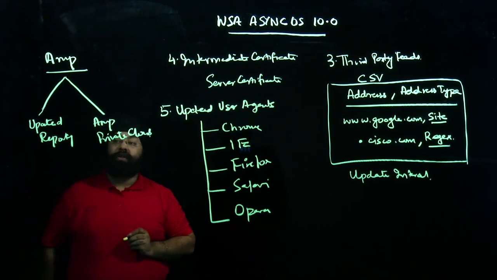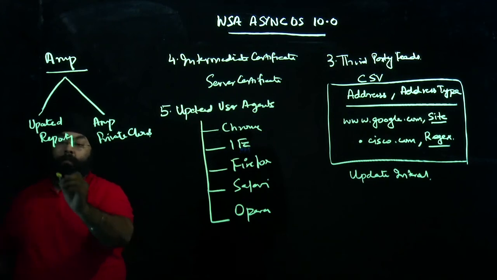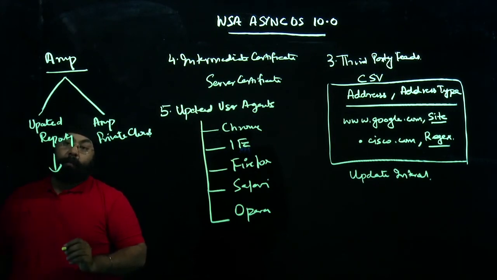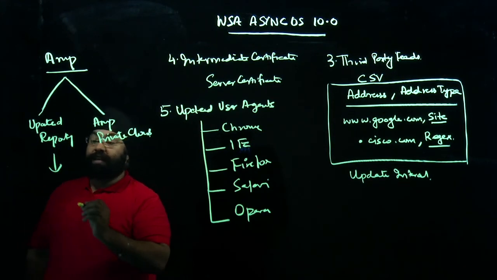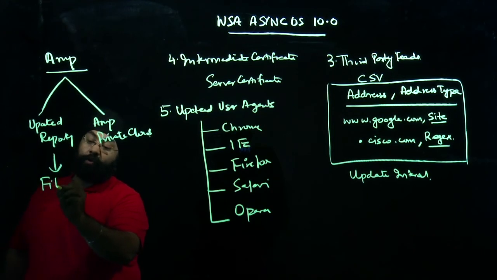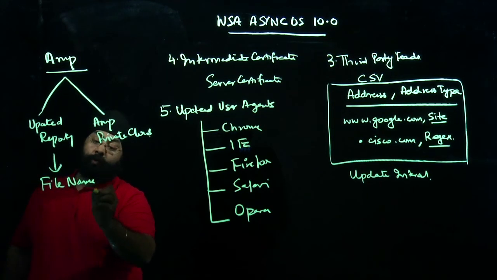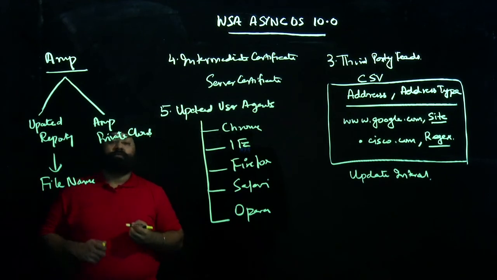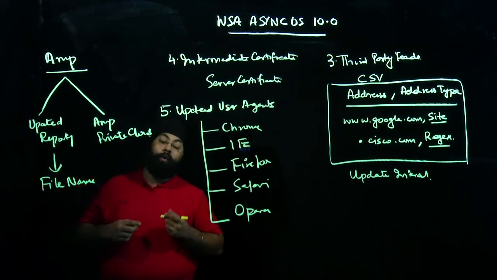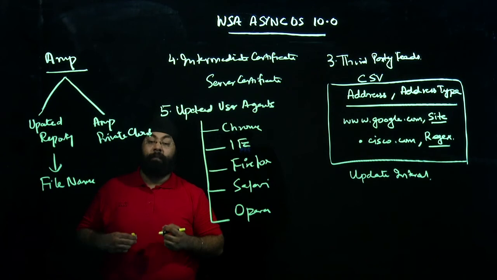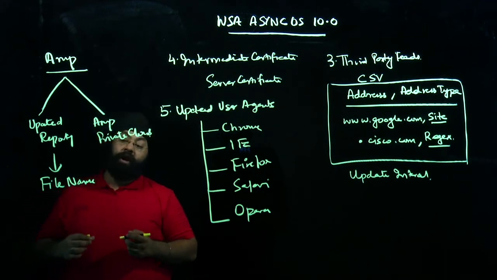When we talk about the updated reporting, our main purpose of putting it in the AMP is that we want to introduce file names. We had a lot of requests coming in from customers saying, you have the right reporting, but we also need to know the file names rather than just the hashes. So that's where with the updated AMP reporting, we have introduced the file names as well.